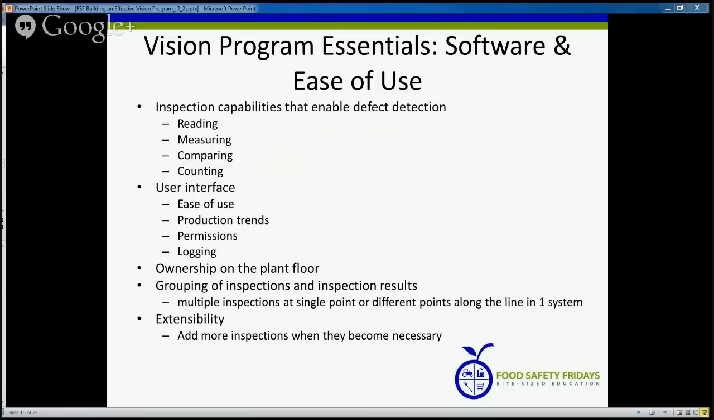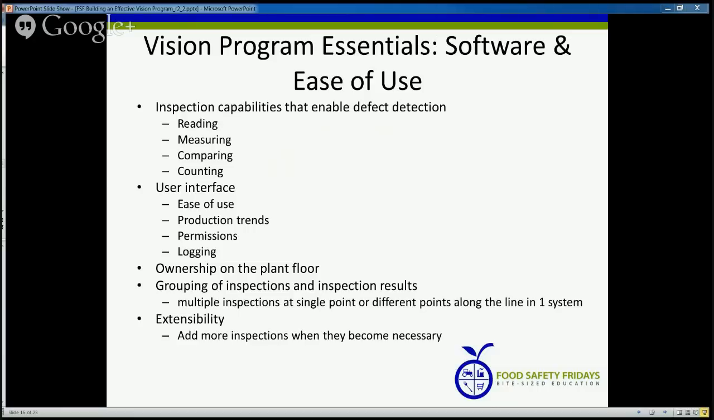Permissions and logging from a user interface standpoint: again, having a system where there is some sort of password protection based on who the user is. So being able to lock out certain functions of the vision system based on who's logged in, and then logging, knowing who's interacted with the system, what they changed and when, and how that may have impacted the inspection going forward.